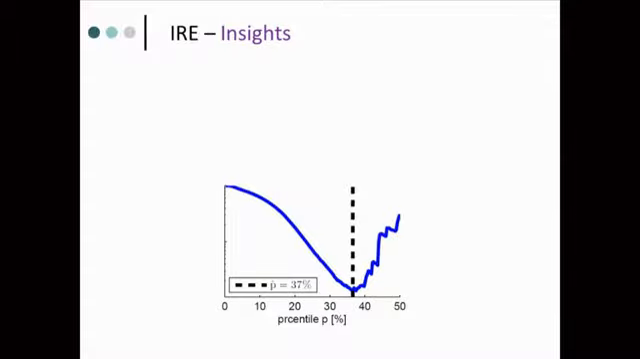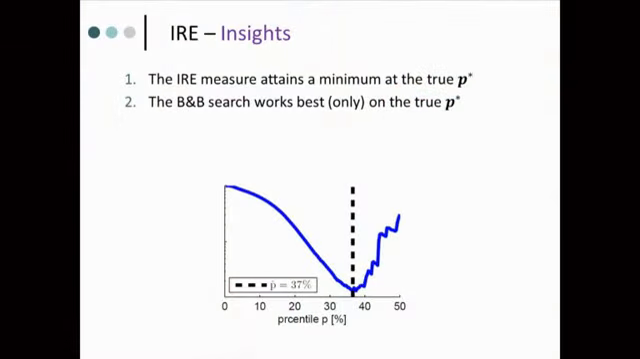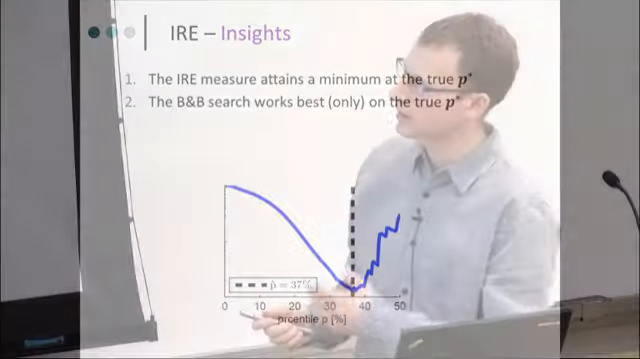Now I'd like to relate back again to this Inlier rate estimation measure. And really the two main insights were, first, we claim that this measure attains a minimum at the true Inlier rate P star. But another very interesting and practical fact is that, as we just saw, the branch and bound scheme works best, the most efficiently, when it is given the true Inlier rate P star.